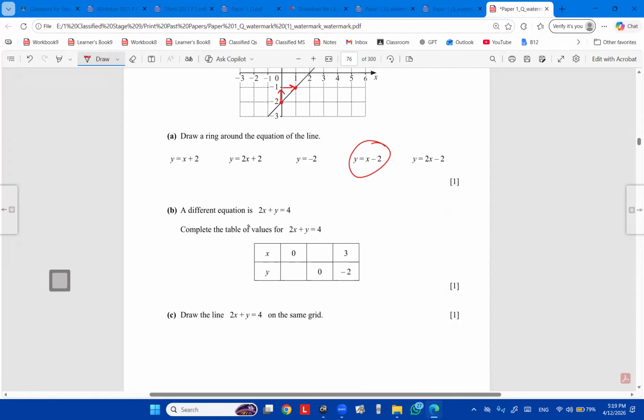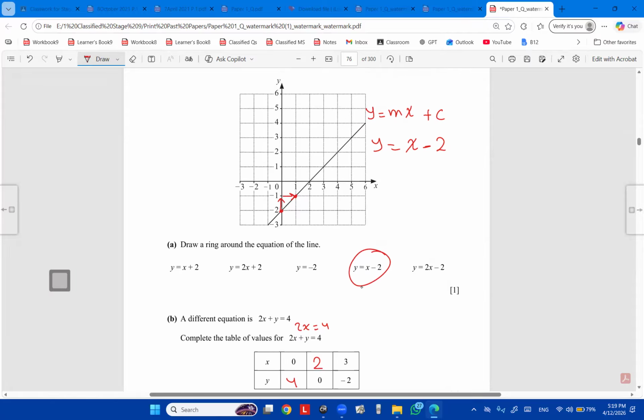A different equation is 2x plus y equals 4. Complete the table of values for 2x plus y equals 4. If x is 0, you're going to find that y is 4. But if y is 0, so 2x plus 0 equals 4, which is just 2x equals 4, so x equals 2. Now they want you to draw the line 2x plus y equals 4, so we need to plot these points on the graph.